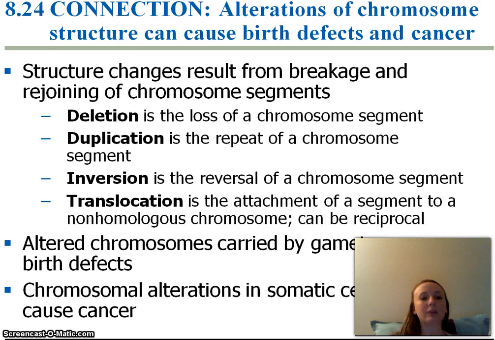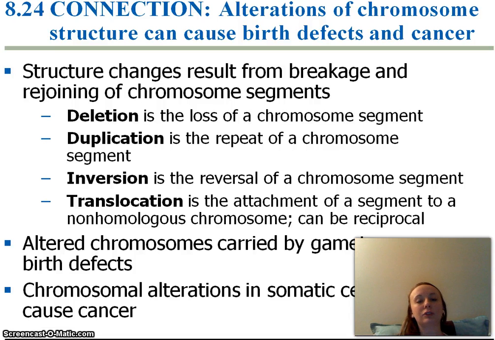So then let's talk about 8.24. These alterations of chromosome structure can cause birth defects and cancer. There's a couple different things that can happen. The structure change can result from breakage and rejoining of chromosome segments. First we talk about deletion. It's a loss of a chromosome segment.